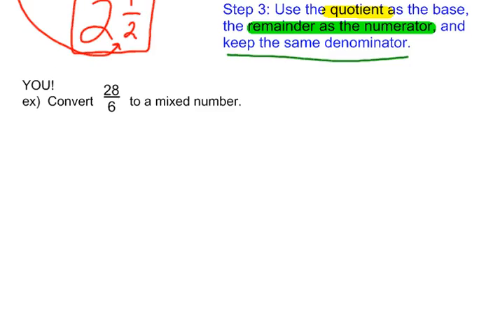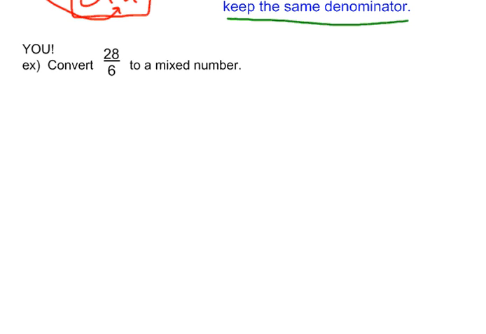Okay, let's get you to try another one. I want you to take 28 over 6, use the steps to convert it to a mixed number. Go ahead and pause the video, and then we'll come back together in a few seconds.